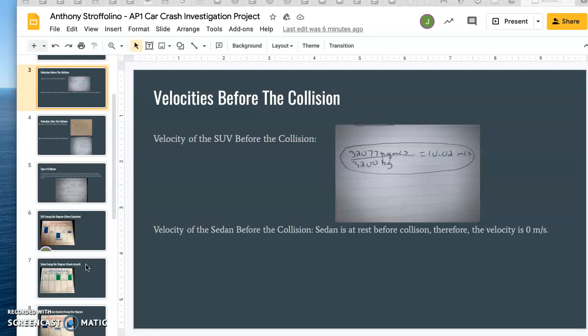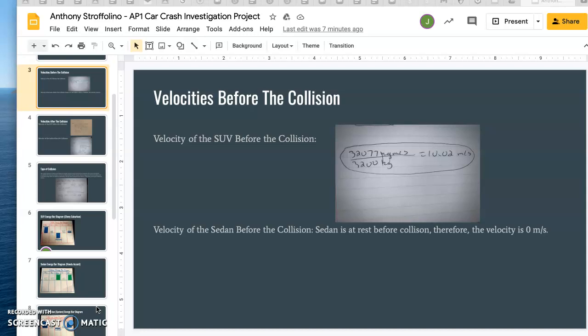Therefore, m1 times v1 plus m2 times v2 before the collision has to also equal 32,077 kilogram meters per second. And since the velocity for the sedan before the collision is zero, the only one you have to worry about is the m1 times v1 for the SUV. So you would divide 32,077 by 3,200 kilograms, which is the mass of the SUV before the collision, to solve for velocity.